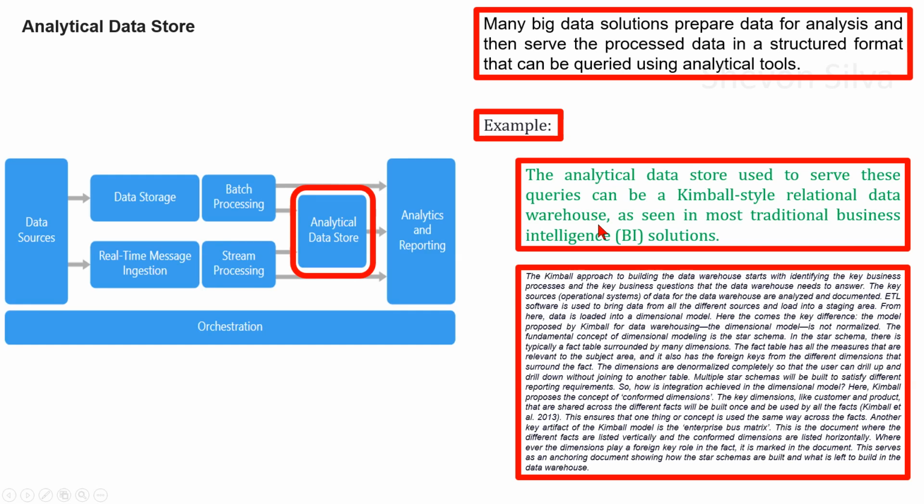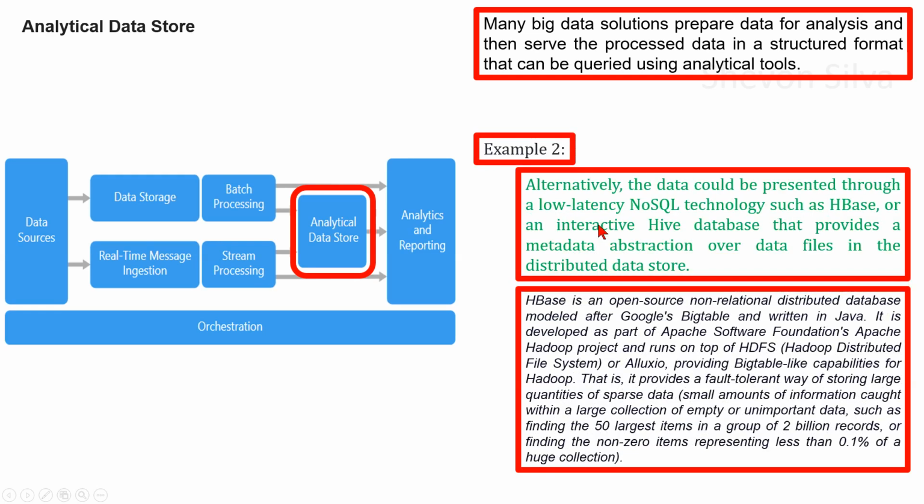Another key artifact of the Kimball model is the enterprise bus matrix. This is the document where the different facts are listed vertically and conformed dimensions are listed horizontally. Wherever a dimension plays a foreign key role in a fact, it is marked in the document. This serves as an anchoring document showing how the star schemas are built and what is left to build in the data warehouse.